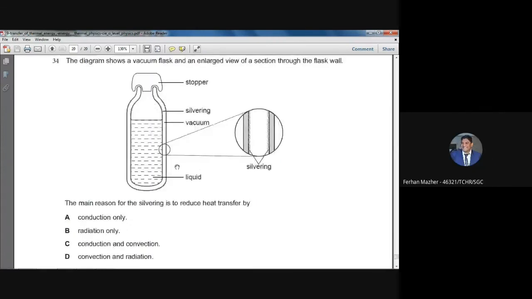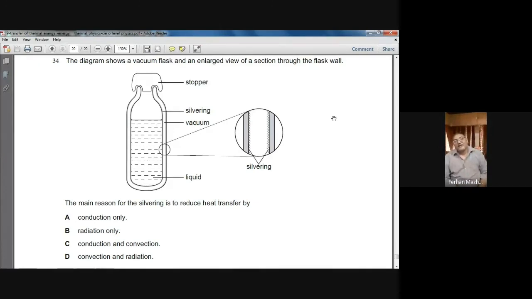Okay, question 34. The diagram shows a vacuum flask and an enlarged view of a section through the flask wall. The main reason for the silvering is to reduce the heat transfer by. What does the silvering stop? The color silver, what will it stop? Which method of transfer will be stopped by the silver color?